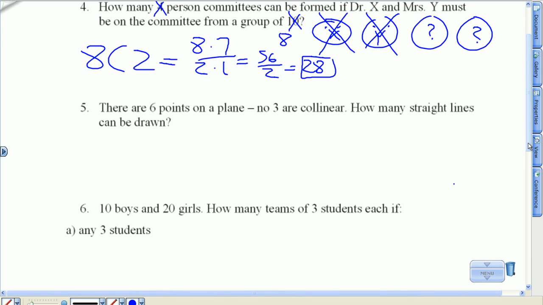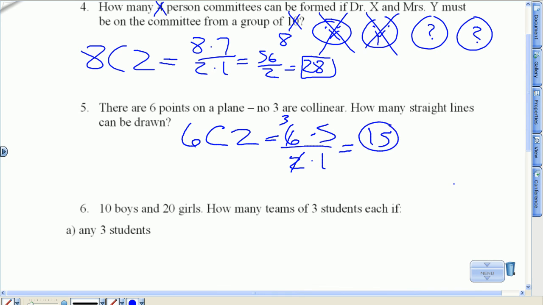There are 6 points on a plane. No 3 are collinear. How many straight lines can be drawn? How many points are required to draw a line segment? The answer is 2. So for those 6 points, you're going to choose 2 points to connect. That's 6 times 5 divided by 2 times 1, or 15.